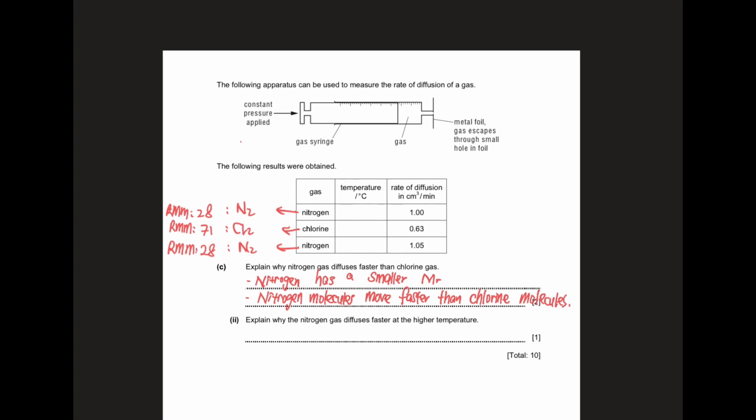Explain why the nitrogen gas diffuses faster at the higher temperature. Okay, so 1 mark question. So of course at higher temperature it is moving faster, or it has more kinetic energy. Okay, so we can write it down in this way. Nitrogen molecules have more kinetic energy. Okay, and then you will get the marks.